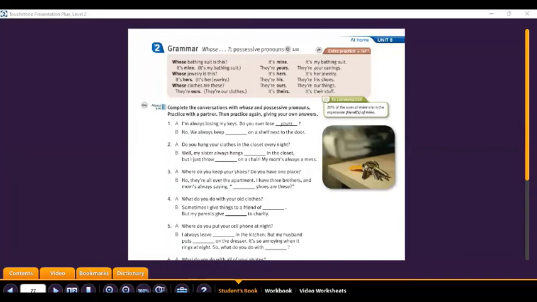Vamos a hacer el primer ejercicio. We are going to complete the conversation with whose and possessive pronouns. We have the first one. I always lose my keys. Do you ever lose yours?